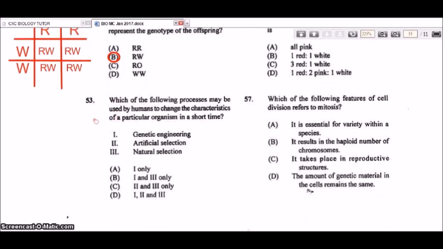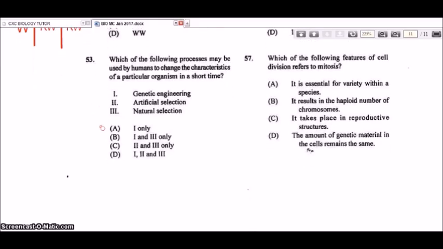Question 53. Which of the following processes may be used by humans to change the characteristics of a particular organism in a short time? So we have genetic engineering, artificial selection, and natural selection. So out of those three options, it could only be genetic engineering, which is 1 only. So A. Artificial selection and natural selection would take a bit longer. Artificial a bit longer, and natural selection would take the longest of the three processes. So genetic engineering would be the correct one.